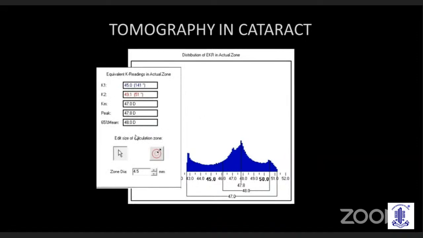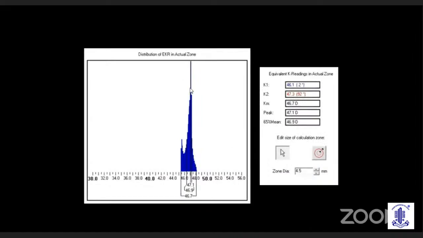Though you have a perfect correction of your cylinder, you may end up having some amount of spherical error for this patient. So the perfect is going to be something like this. You can have a steep peak at this point.